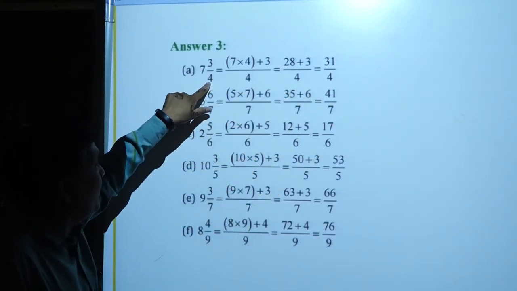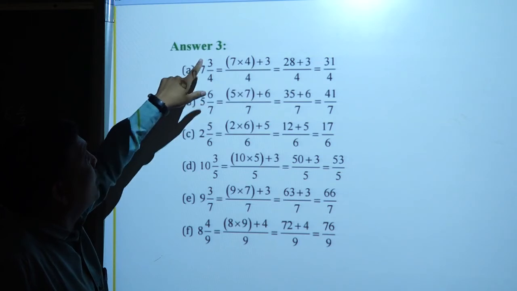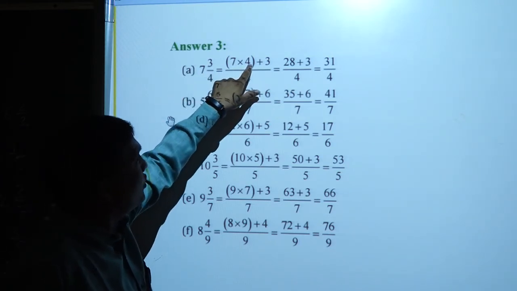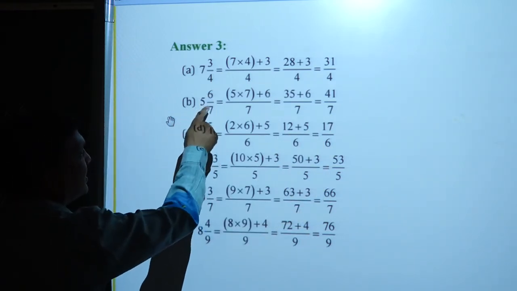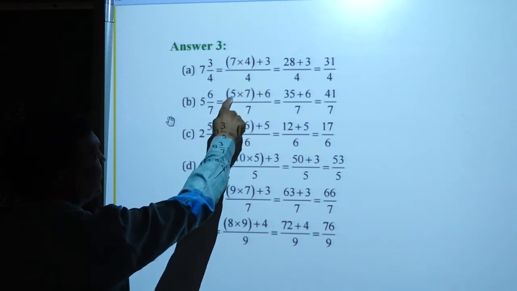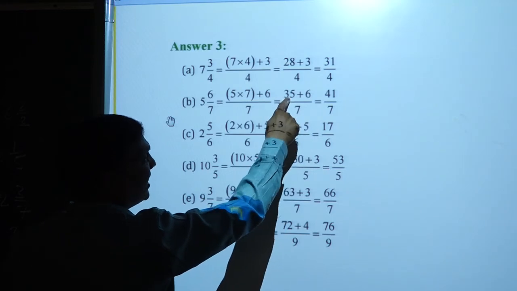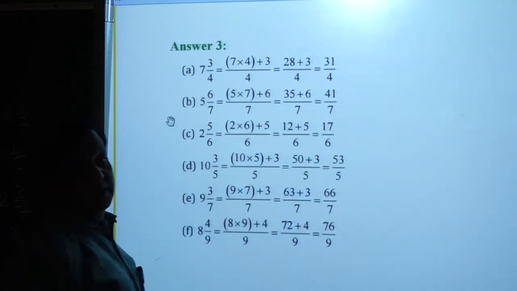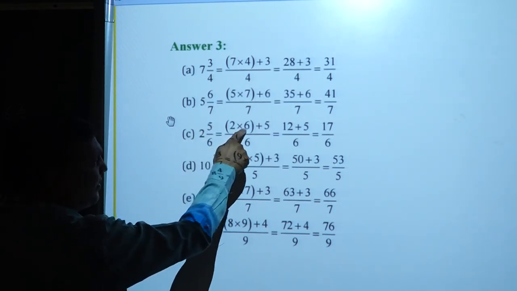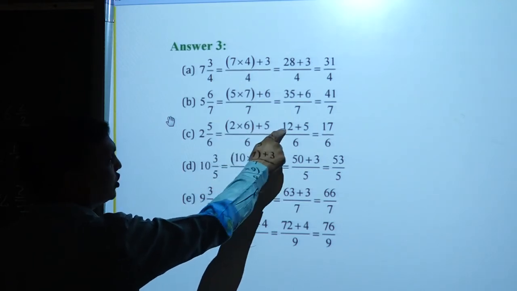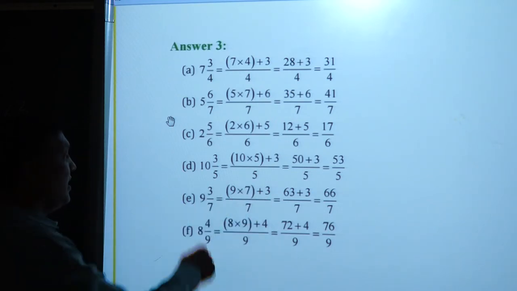So the denominator is multiplied with the whole number. After that, what do you have to do? You have to place this number. So 7 multiplied by 4, 28 plus 3, 31, 31 upon 4. Second one, 5, 6 upon 7. 5 multiplied by 7 plus 6. 5 multiplied by 7 in bracket plus 6. 7 as it is. 5 7s are 35 plus 6. 7 as it is. 35 plus 6 is equal to 41 upon 7. Please pay attention. This is 2, 5 upon 6. 2 multiplied by 6 in bracket plus 5. 2 6s are 12 plus 5. 12 plus 5, 17. 6 as it is. So 17 upon 6.